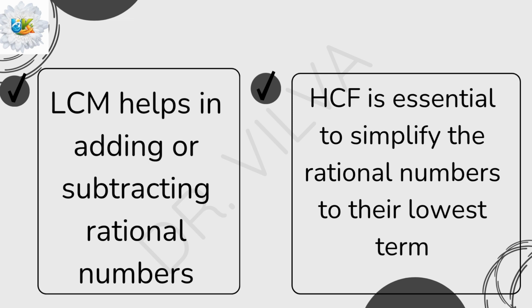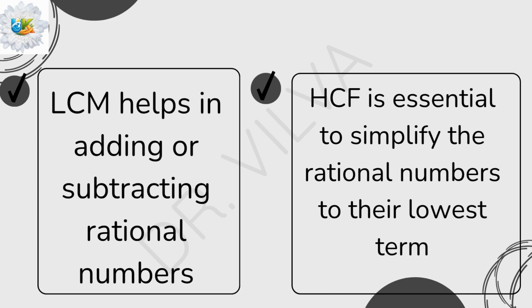For example, 2 by 4 is a rational number, but it is not the simplified one, but 1 by 2 is. How do we get 1 by 2? For 2 and 4, common factor is 2. We have divided 2 by 2, 4 by 2. So we will get 1 by 2.